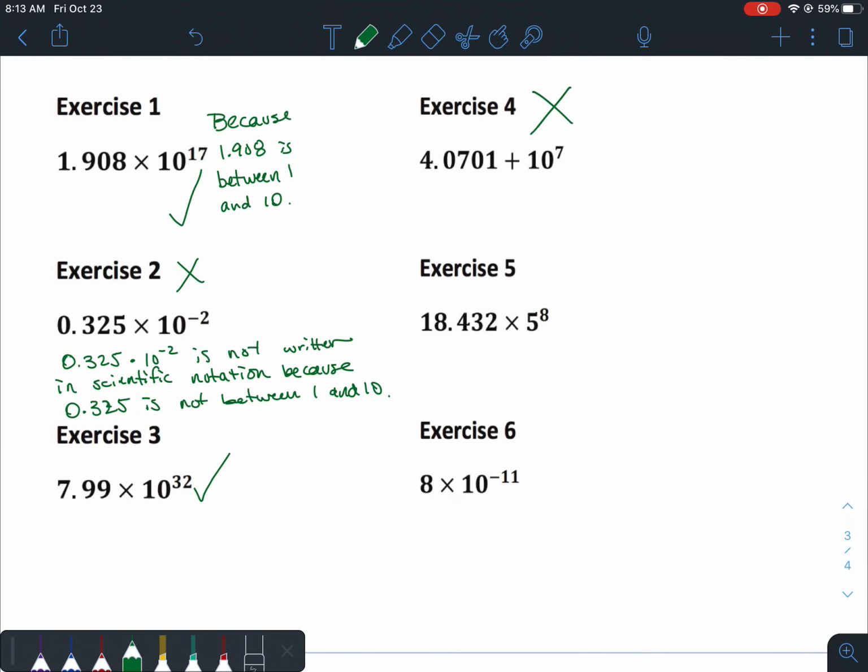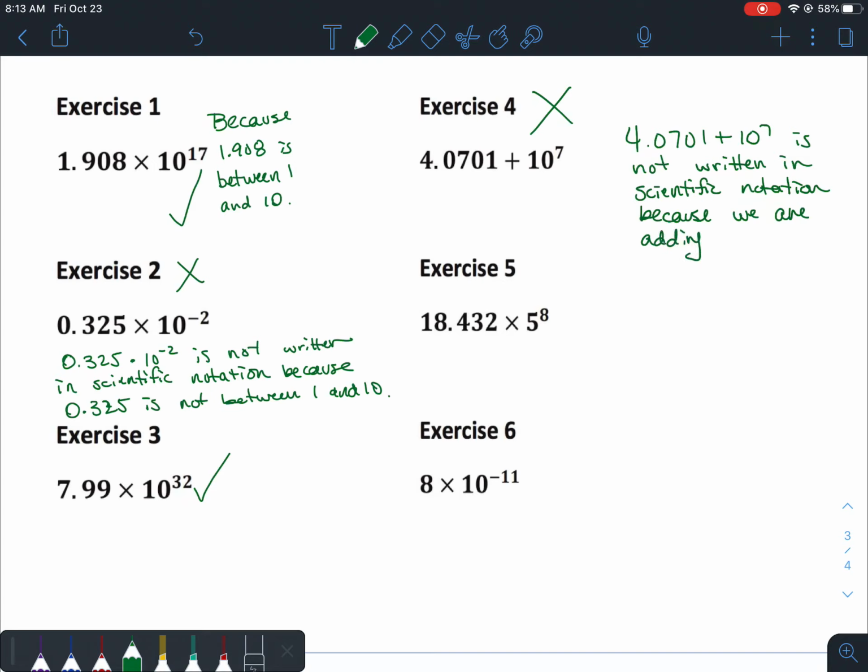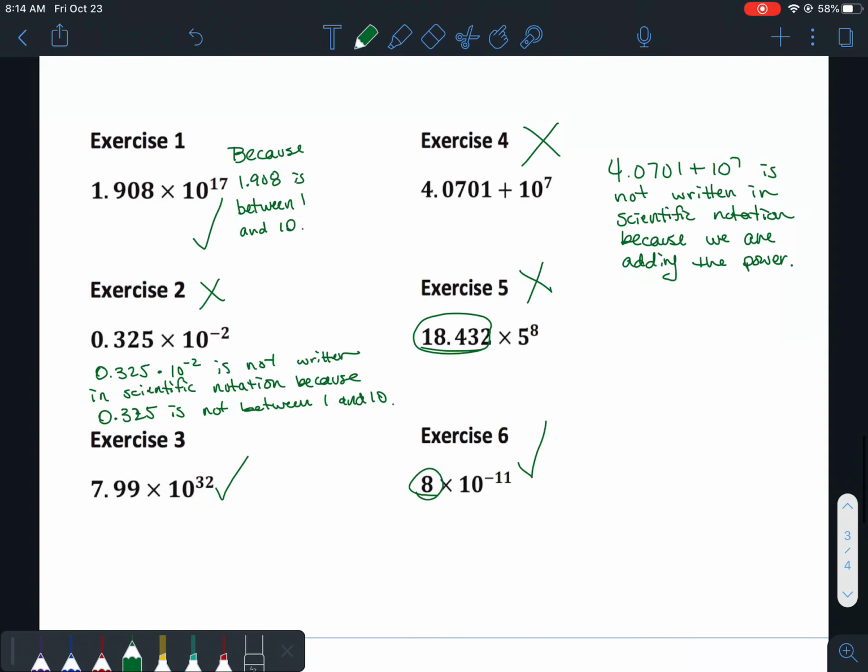Exercise 4. Not correct. 4.0701 plus 10 to the 7th is not written in scientific notation, because we are adding the power of 10. Right, we're supposed to be multiplying. Exercise 5 is not correct because 18.432 is not in between 1 and 10. Exercise 6 is correct because 8 is in between 1 and 10. Well done.